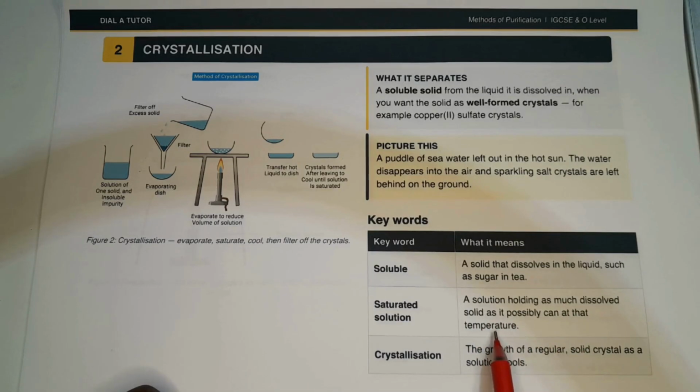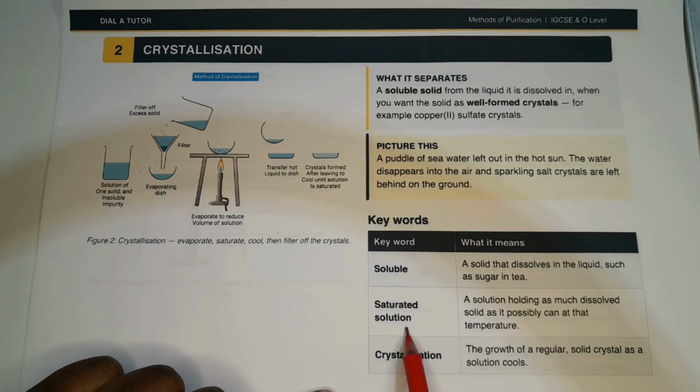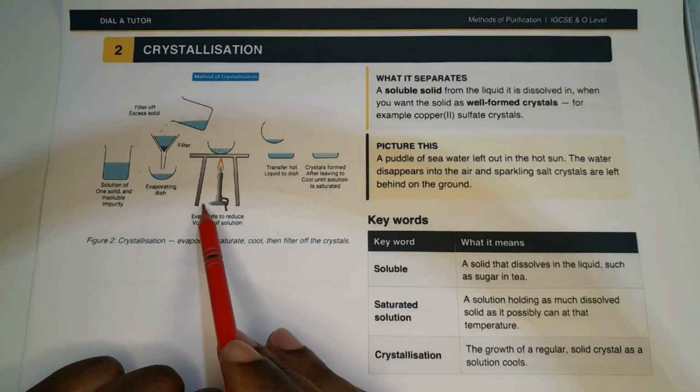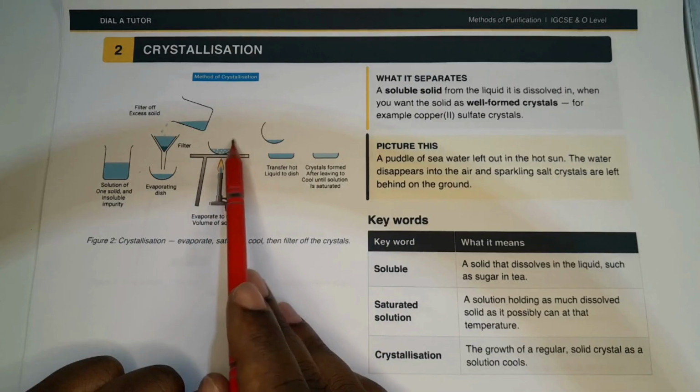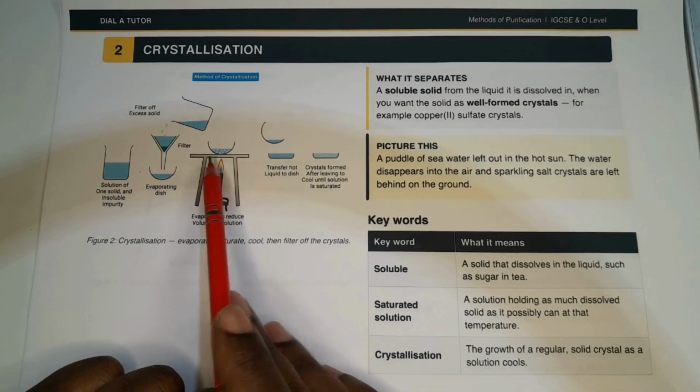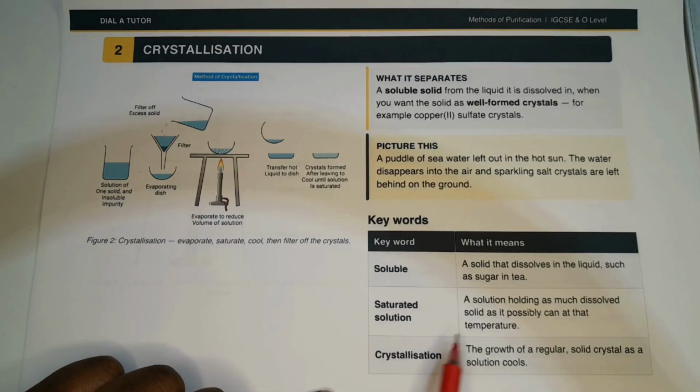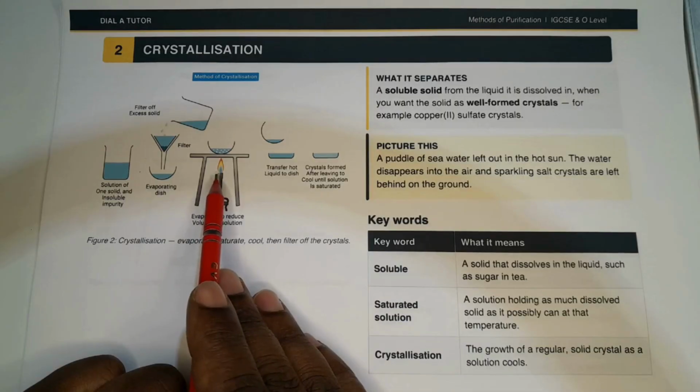All right, so it becomes a saturated solution, meaning that if you add any more of that soluble solid, it will not dissolve. So what we want is that once we evaporate some of the water, we leave it saturated, meaning that at that temperature, it can no longer hold as much dissolved solid. And the moment the temperature begins to cool down, the crystals will appear. So you stop heating once the solution is saturated.